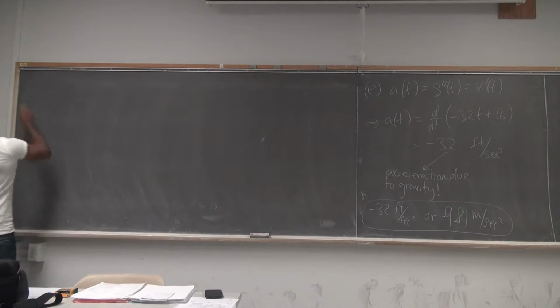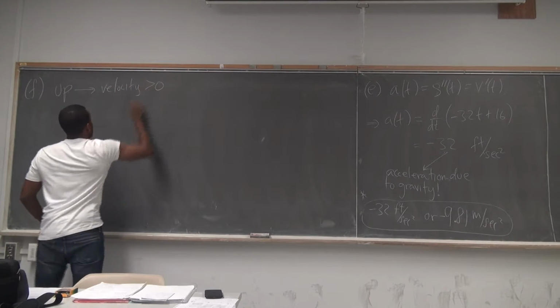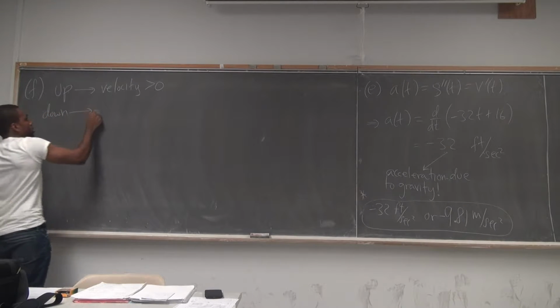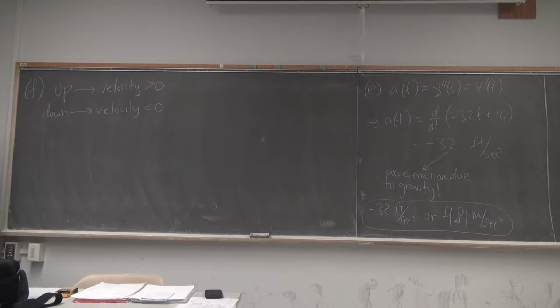F, when is he going up or down? How do we figure that out? When speed is positive or negative. Right. Remember, up means velocity is positive. Down means velocity is negative. How do I find where it's positive and negative? How do I do that? Set it equal to 0. So if you want to figure out where something's positive or negative, first you set it equal to 0, and then you test on either side of all those guys to figure out what value it is.